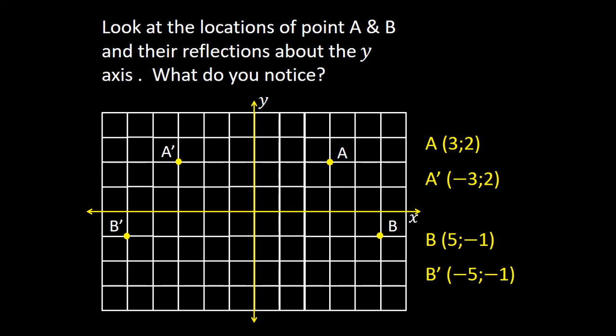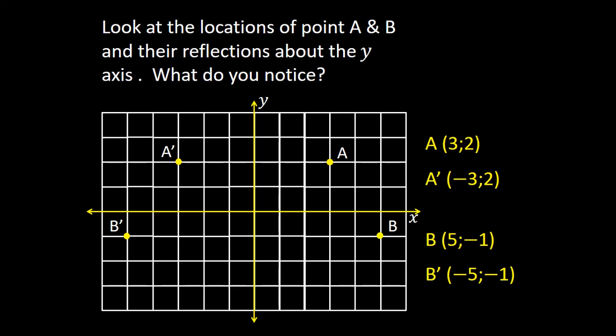Let's look at our locations for point A and B, and then their reflections about the y-axis. What do you notice? Look at A and A prime. Look at the x values and then the y values. If you look at the x values, for A is 3 and for A prime is -3. For A, your y value is 2 and your y value for A prime is 2. So your y value is staying the same and your x value sign is changing.